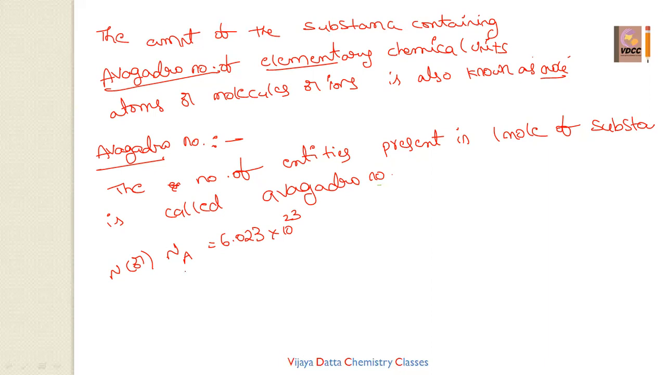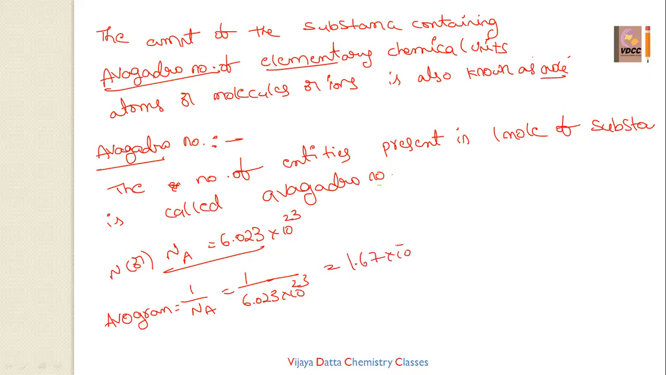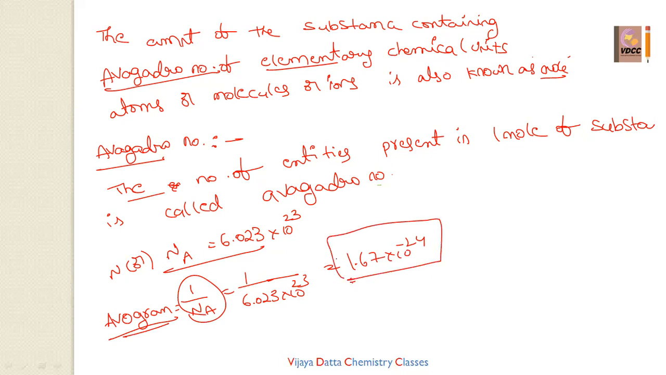See, the reciprocal of this Avogadro number, that is nothing but 1 by Na or 1 by 6.023 into 10 to the power of 23, is called Avogram. Avogram is nothing but the reciprocal of the Avogadro number. The value will be 1.67 into 10 to the power of minus 24. So this is called Avogram and this is the Avogadro number. So this is about the mole and Avogadro number.